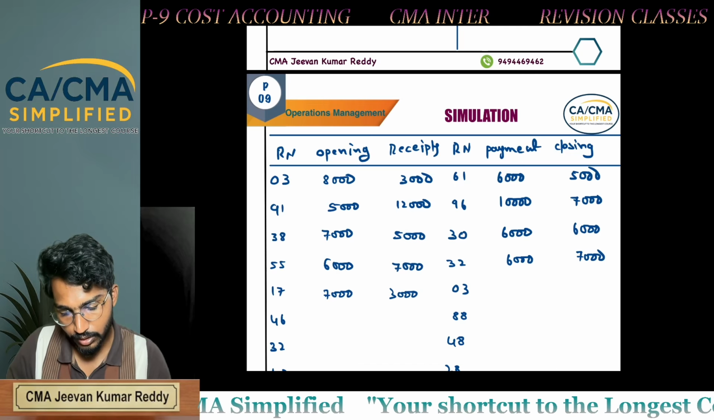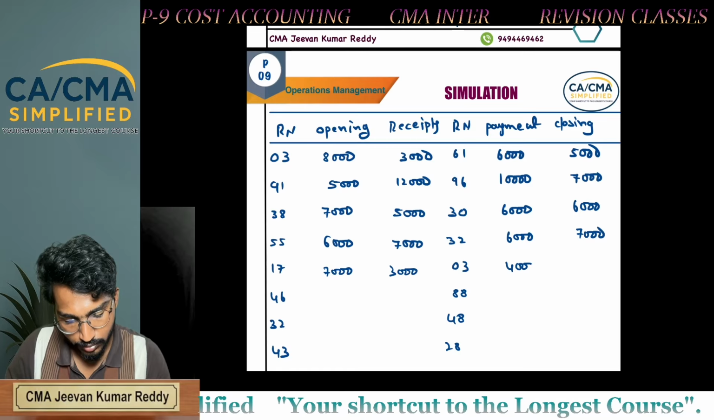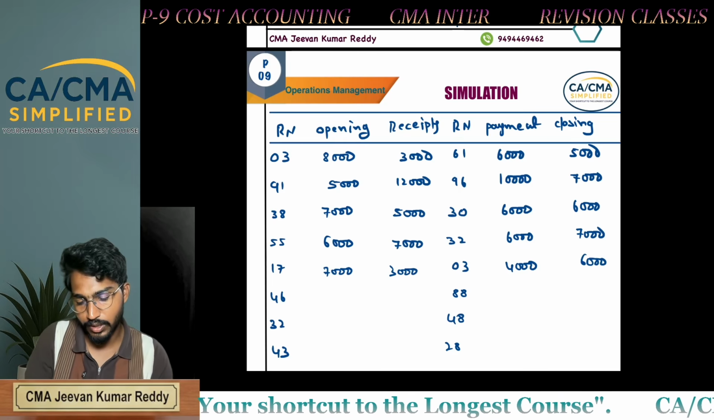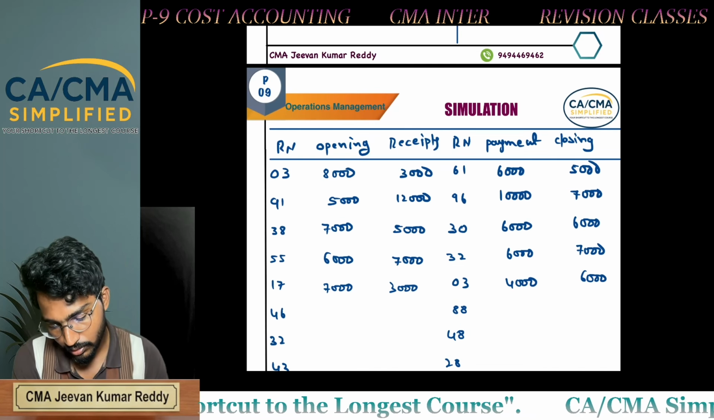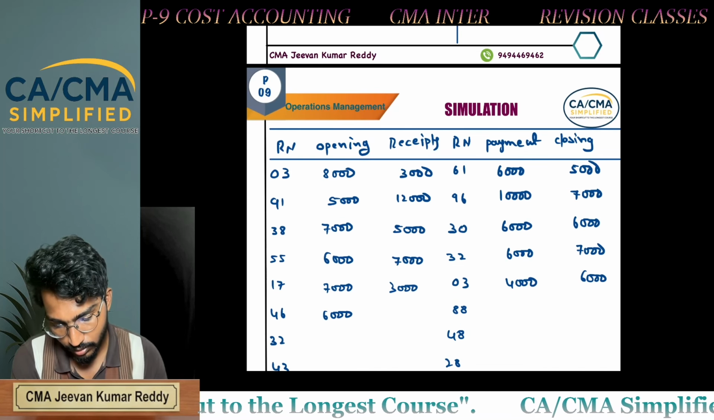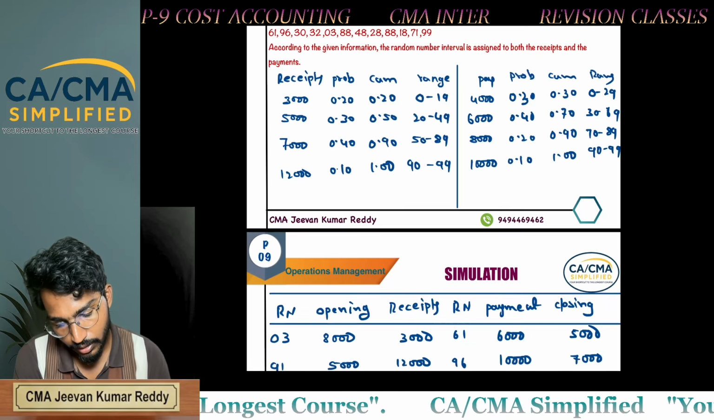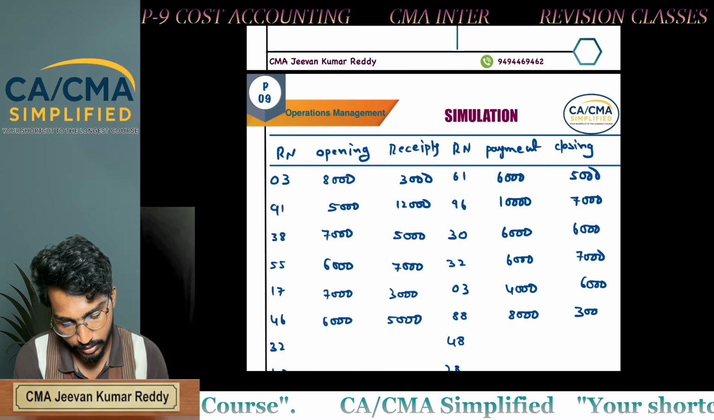We received 3,000 and we paid 4,000. So total 10,000 minus 4,000, that is 6,000. Next, 46. 5,000. So opening balance is 6,000. We received 5,000. 88. We paid 8,000. So total 11,000 minus 8,000, that is 3,000.